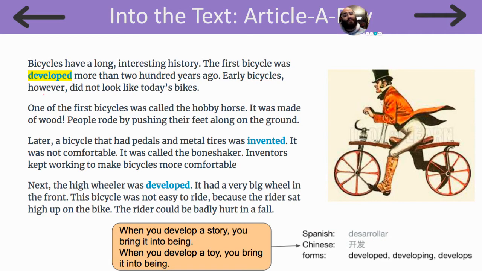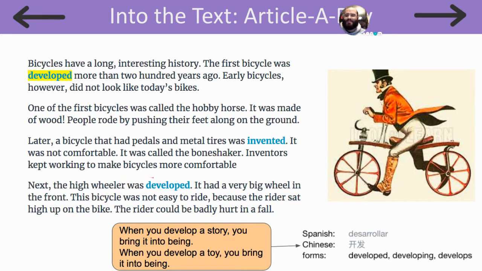Early bicycles, however, did not look like today's bikes. One of the first bicycles was called a hobby horse. It was made of wood. People rode by pushing their feet along on the ground. This looks like that bicycle we saw at the beginning, and that's why it doesn't have any pedals, because you just move your feet. Interesting. Later, a bicycle that had pedals and metal tires was invented. There's our focus word, invented. It was not comfortable. It was called the bone shaker.